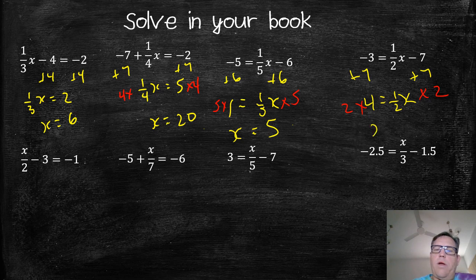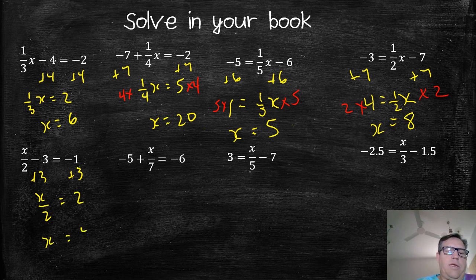So 1x, or x, will equal 8. Next, we're going to add 3 to both sides. x over 2 equals 2. I multiply both sides by 2, and x will equal 4.